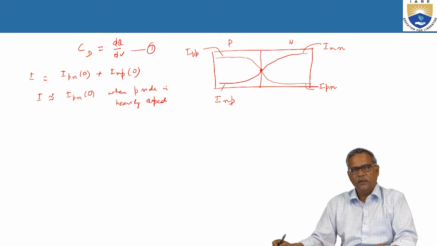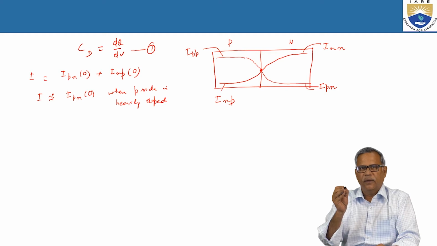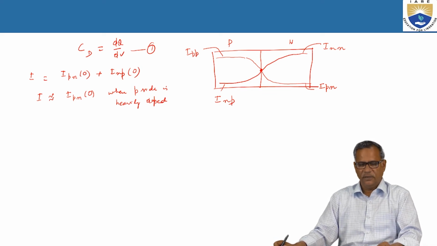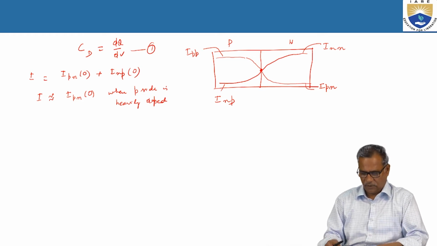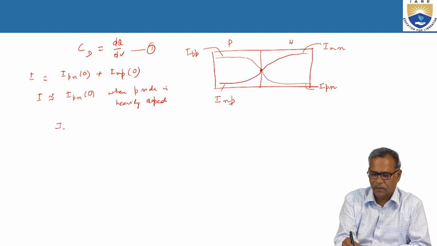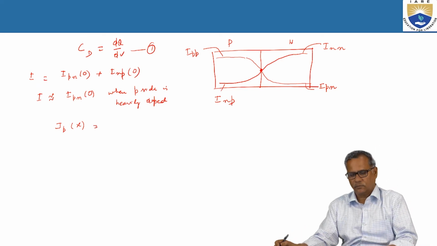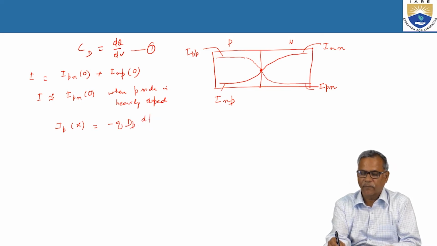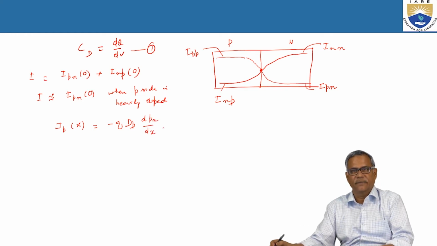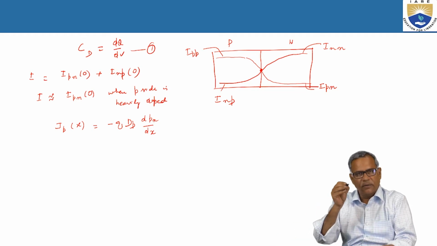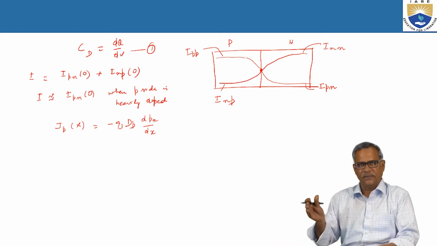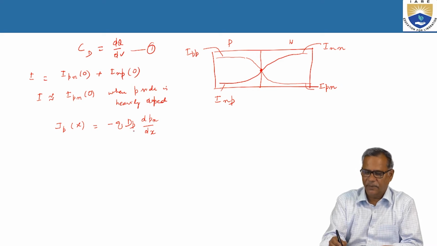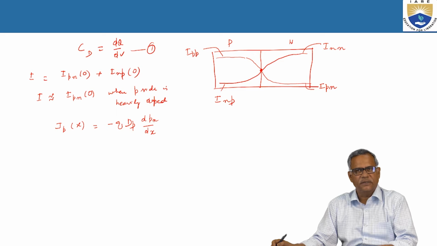Now, when the P side is heavily doped, there is going to be a flow of holes from the P side to the N region because of the concentration gradient, and this is called the diffusion current. The diffusion current is given by this formula: JPX is equal to minus Q DP into dPn by dx. And dPn by dx is the concentration gradient. Because the P side is heavily doped, there is a concentration gradient as we travel from the P side to the N side, which causes the hole diffusion current, where DP is the diffusion constant and dPn by dx is the concentration gradient.